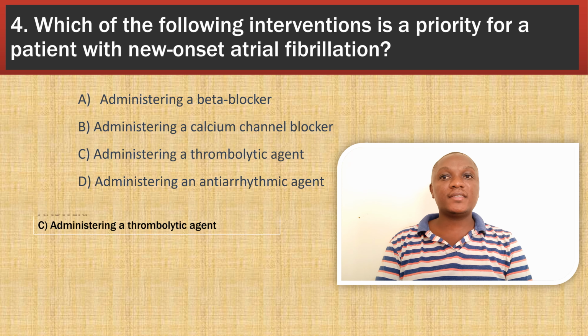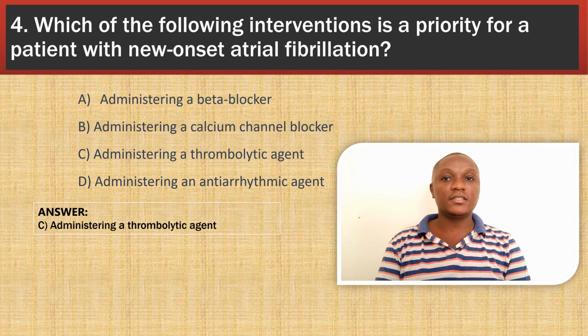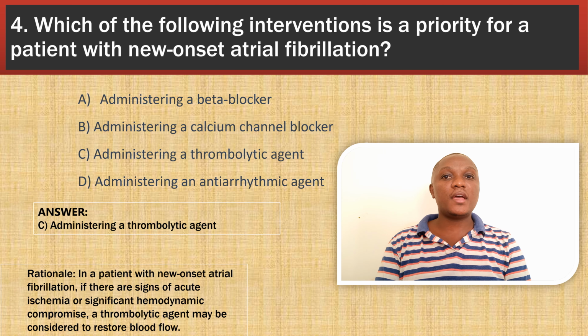Well, the correct answer is C. Administering a thrombolytic agent. In a patient with new onset atrial fibrillation, if there are signs of acute ischemia or significant hemodynamic compromise, a thrombolytic agent may be considered to restore blood flow.